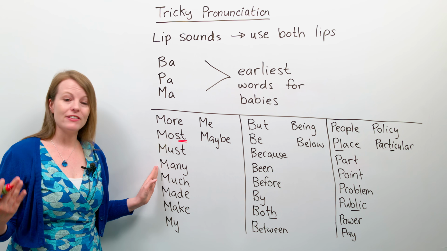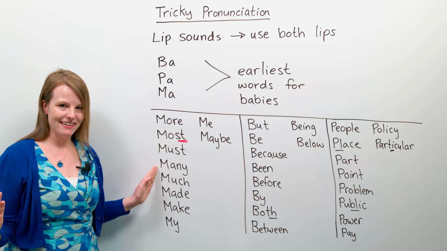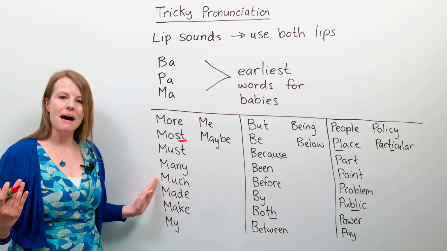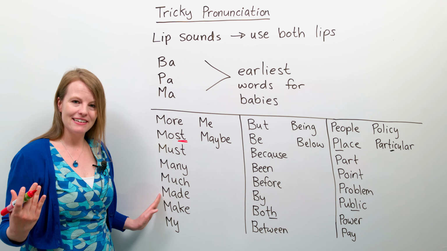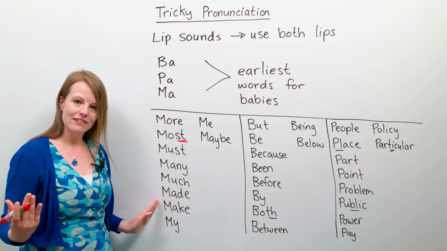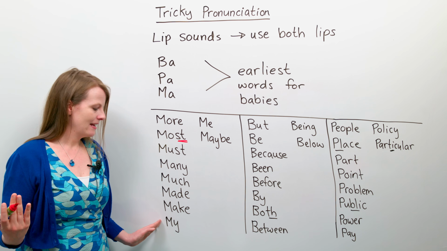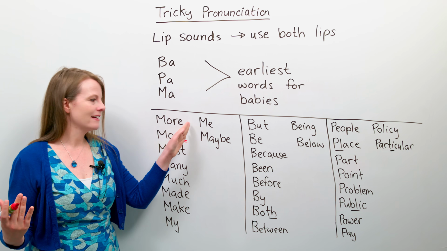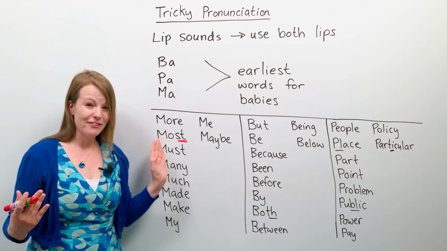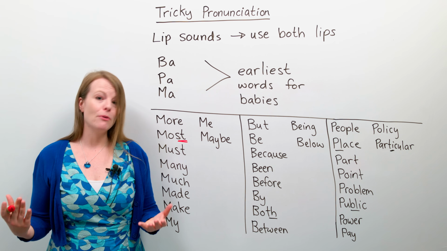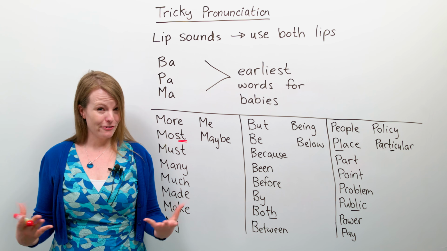The next word that's very common with M is many. Many. Then we have much. Much. Made, which is the past tense of make. Make. My. Me. And maybe. So these are the most common M words. If you have trouble with the pronunciation of any of these words, I recommend really focusing on them because they're very, very common.